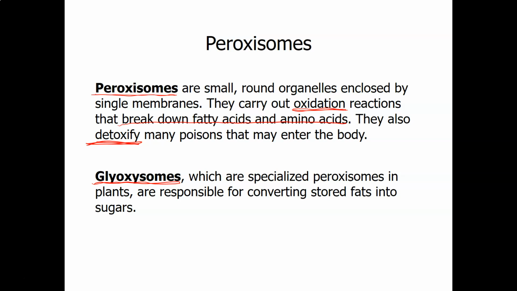Glyoxysomes are specialized peroxisomes that are only found in plants, and they are responsible for converting stored fats into sugars.